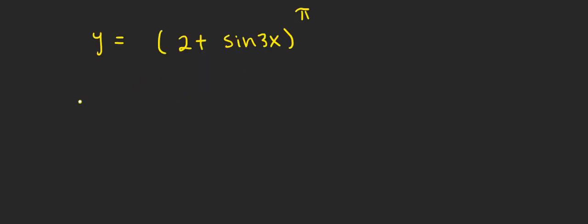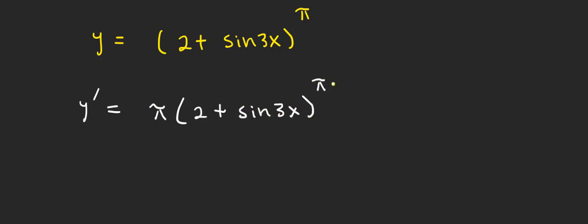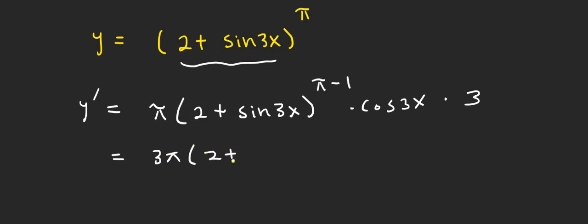So let's find the derivative of this. It will be y prime is pi times the quantity 2 plus sine 3x to the pi minus 1. But we're not done yet because we need to find the derivative inside. We have this rule called the chain rule. So what's the derivative of that? Derivative of 2 is 0. And what's the derivative of sine 3x? That's cosine of 3x. But don't forget about 3x. You have to find the derivative of 3x, which is 3. So we could multiply 3 with pi, 3 pi times the quantity 2 plus sine 3x to the power of pi minus 1, and then cosine of 3x.